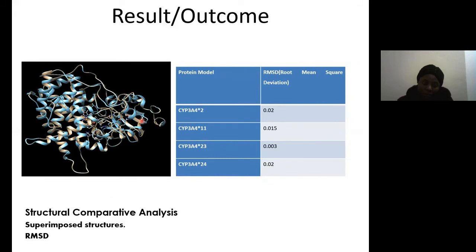The root mean square deviation, which is a measure of the difference in angstroms of the backbone atoms, was calculated for each of the variants superimposed on the wild type, and these are recorded in the table below, with variant 2 and variant 24 showing the highest deviation.